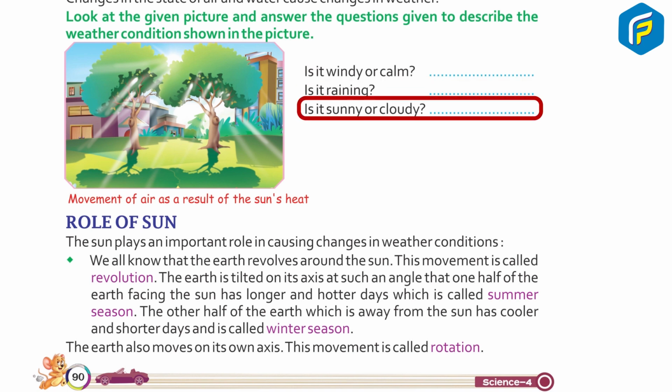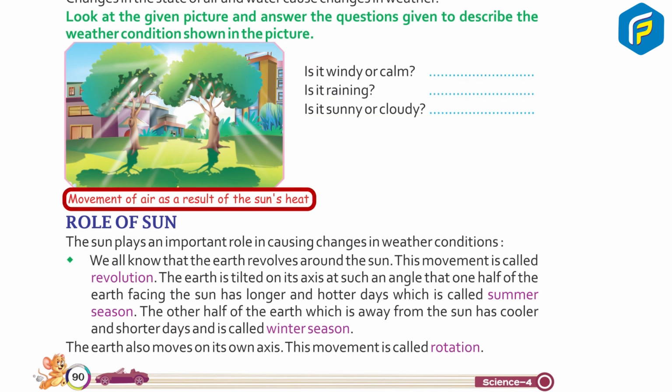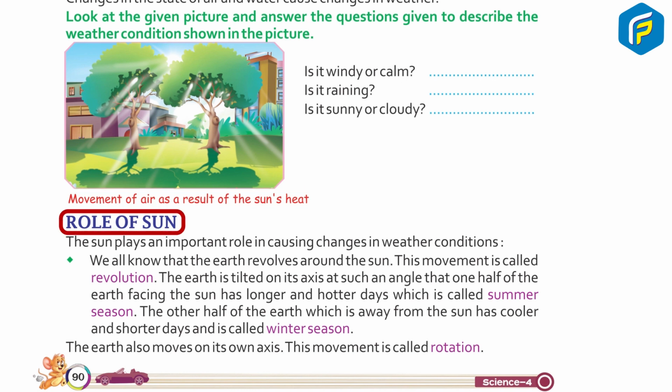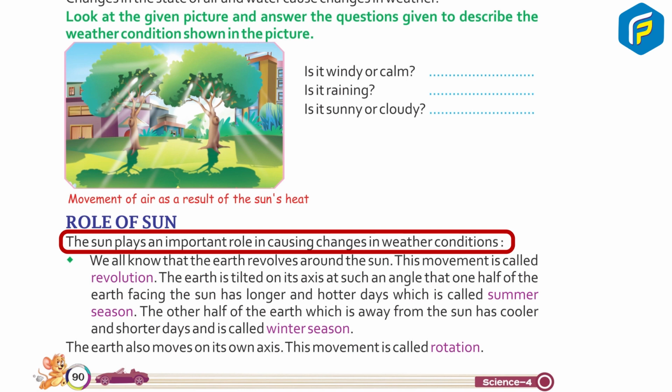Is it sunny or cloudy? Movement of air as a result of the sun's heat. Role of the sun. The sun plays an important role in causing changes in weather conditions.